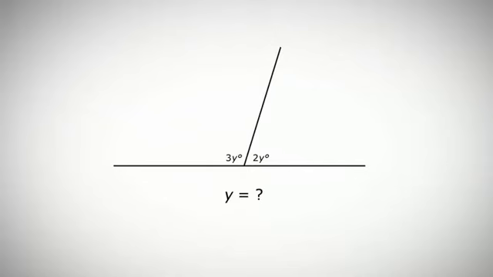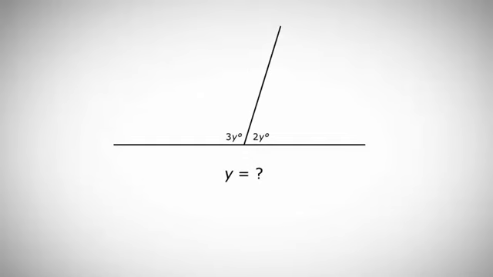Now let's take a look at example 5. In this example, we don't have parallel lines, but we do have two lines and a point of intersection. The two angles are 3y degrees and 2y degrees. The question asks us, what does y equal? Because those two angles are adjacent and form a straight line, we know that their sum must add up to 180 degrees.